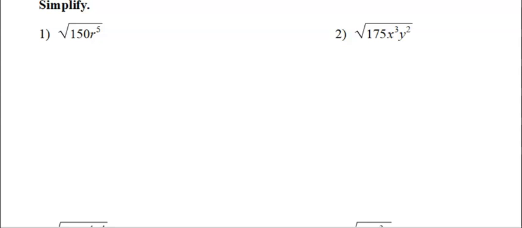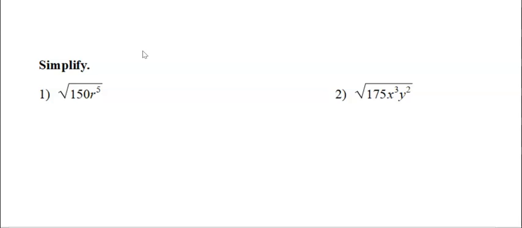Okay, so this week we are going to add onto what we learned last week when we simplified square roots. So we are going to add variables and the rule still stays the same. So what we want to do for a square root is we've got doubles. We want to look for doubles of anything.